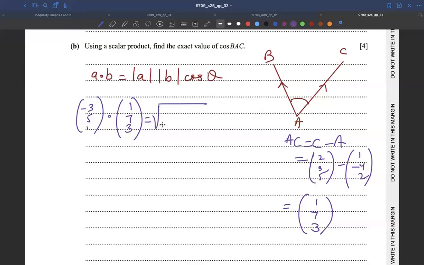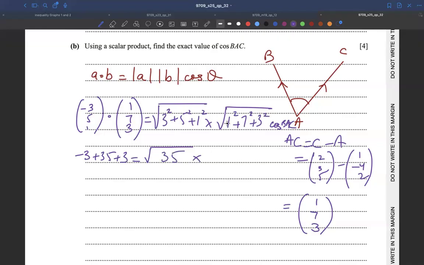This equals the magnitude of the first vector, that is root of 3 squared plus 5 squared plus 1 squared. We can ignore the negative sign, as when we square it, it will cancel out anyway, times root of 1 squared plus 7 squared plus 3 squared times cos of BAC. So multiplying, we'll get -3 plus 35 plus 3 equals root of 25 plus 9, 34, plus 1, 35, multiplied by root of 1 plus 49 plus 9, 59, times cos of BAC.